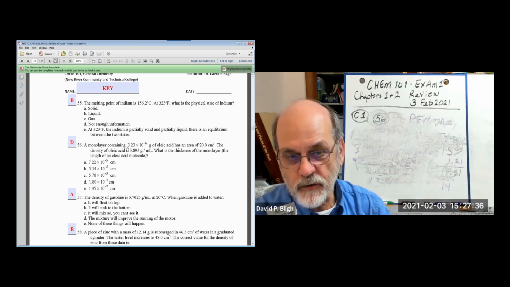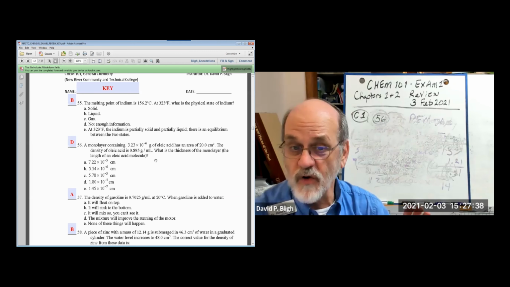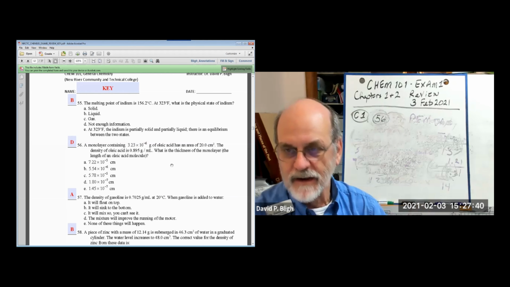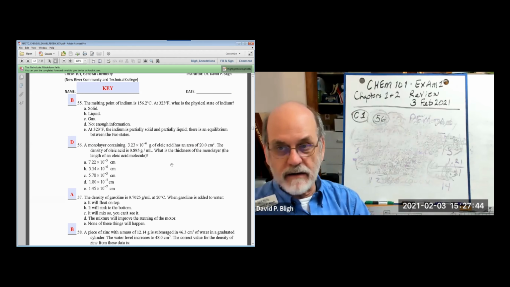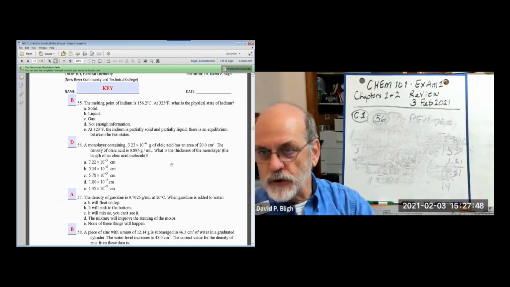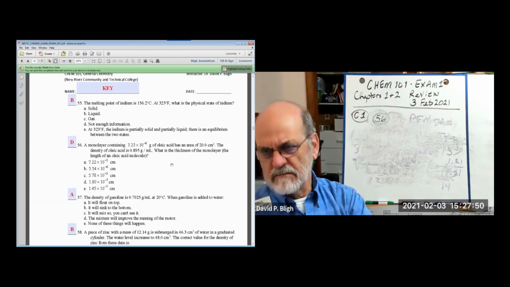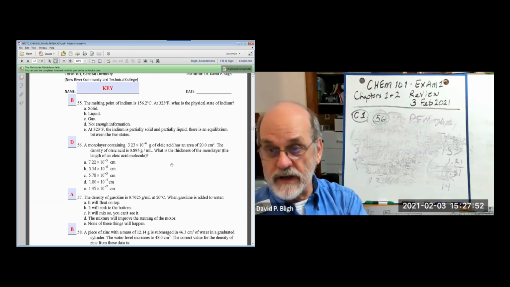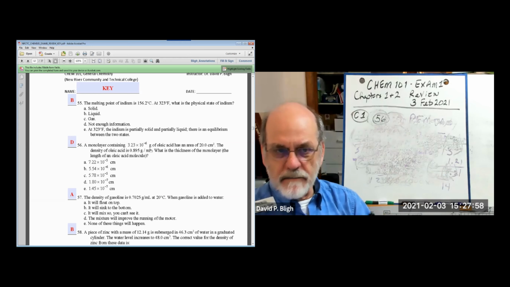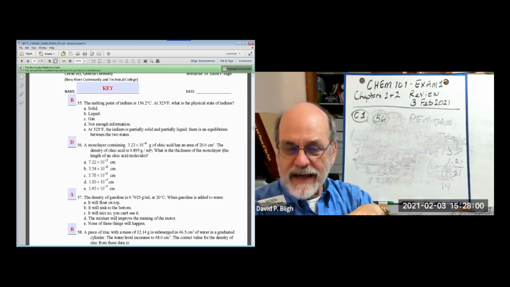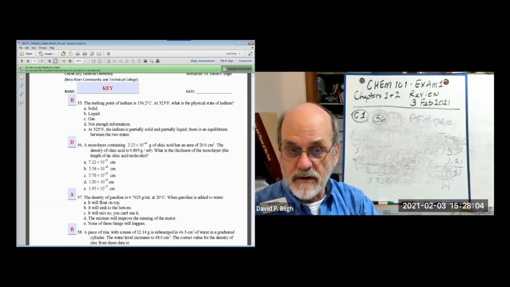It contains 3.23 times 10 to the minus 6 grams of oleic acid. Oleic acid is a fatty acid. And everybody's got some in their body, and we consume it in our food. Only it's not free acid yet. When we eat it, it's part of a true fat. But the monolayer of oleic acid has an area of 20.0 square centimeters.